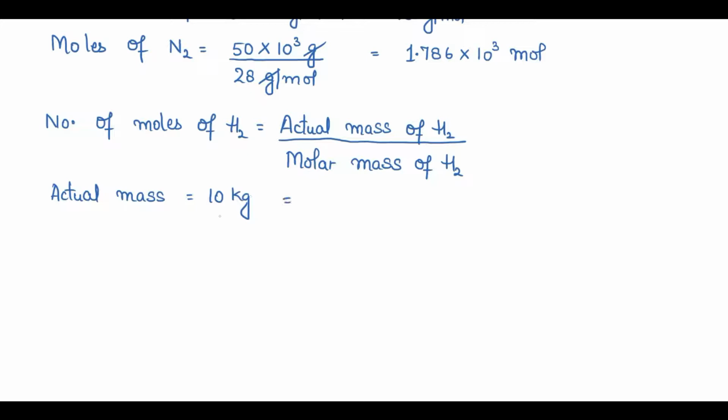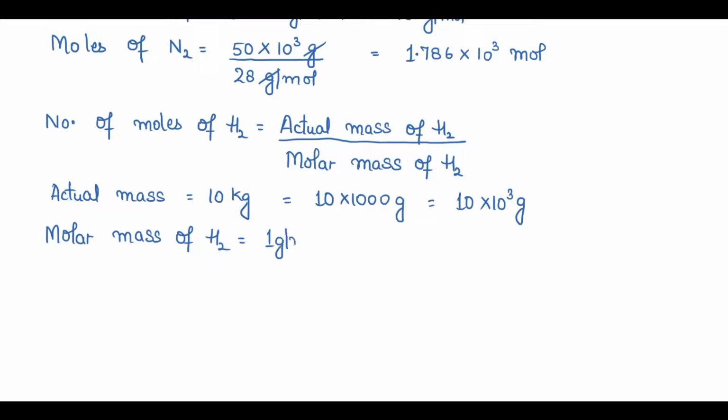Now again I'll have to convert this kg into gram. So 10 into 1000 gram. So 10 into 10 raised to power 3. I have to convert this 1000 into power. So here gram, right? Molar mass of hydrogen equal to atomic mass of one hydrogen, 1 gram per mole. There are two hydrogen atoms, so into 2. So 1 into 2, 2 gram per mole.